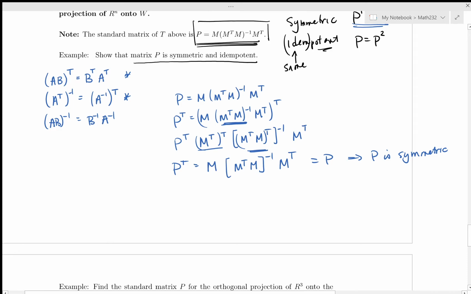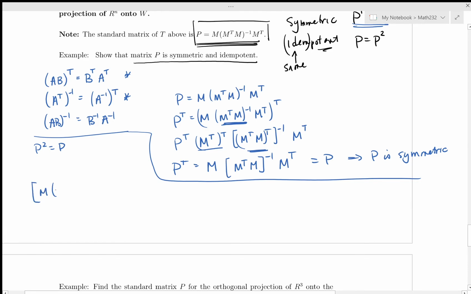Okay, next one, we want to show that it's idempotent, and to do that we're going to show that P squared is equal to P. And so I will simply go ahead and take P and square it. So P is this guy here, M transpose M to the -1 M transpose, and I will square it. And that means, well, I'll write it out longhand here. There, that is P times P.